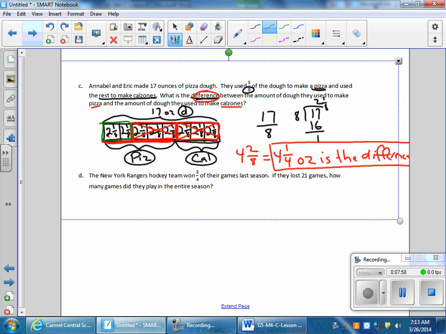We could have also added the total amount of pizza, and subtracted the amount of calzones to find the difference as well. That would have worked. It would have been a little bit longer.